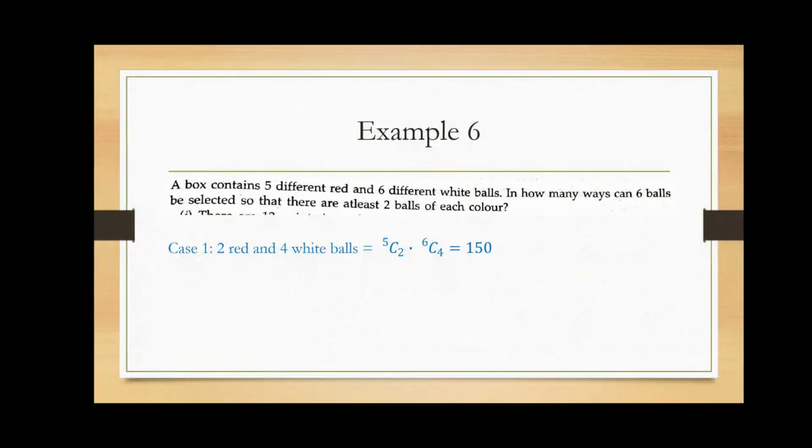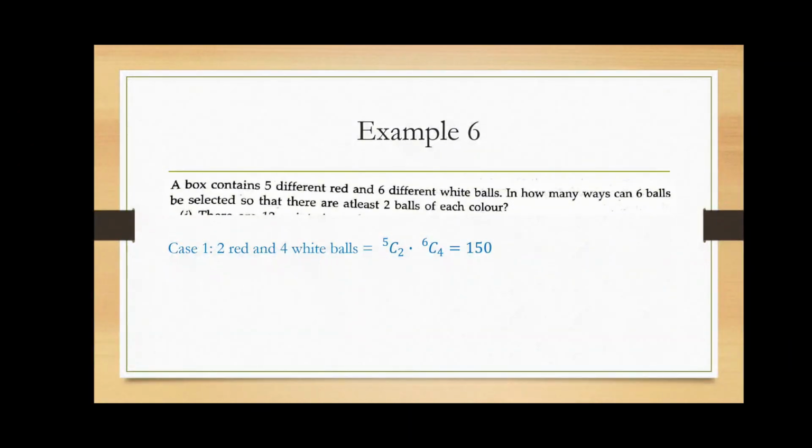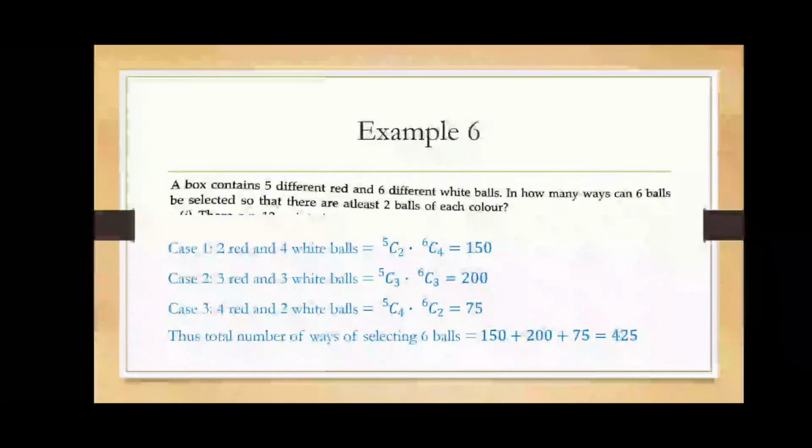If I'm taking 2 red balls, I can select them in how many ways? 5C2 ways. 4 white balls can be selected in 6C4 ways. By the rule of multiplication, you multiply them, you get 150. Then 3 red and 3 white balls, 5C3 into 6C3, that is 200. And finally, 4 red and 2 white balls, that is 5C4 into 6C2, that is 75 different ways. Now if you add them up, you get 425 different ways you can select all these balls.